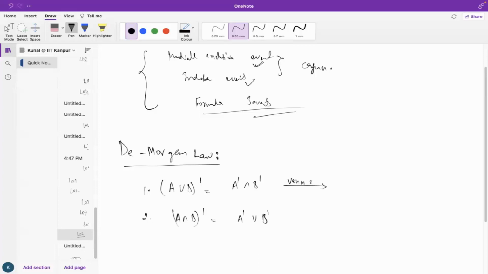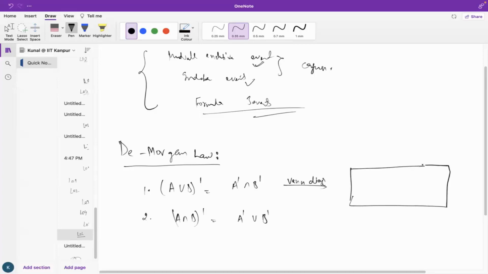So let me explain this by a Venn diagram. Let us suppose that this is our Venn diagram and this is event A and this is event B. So what is it actually saying here?